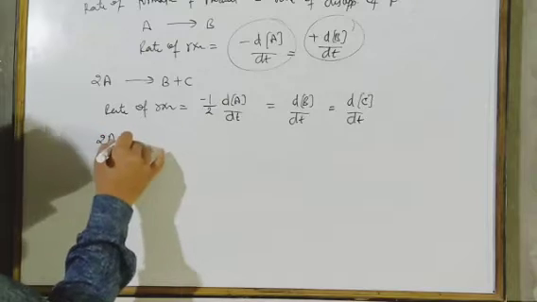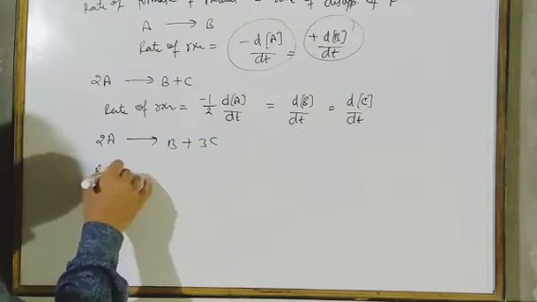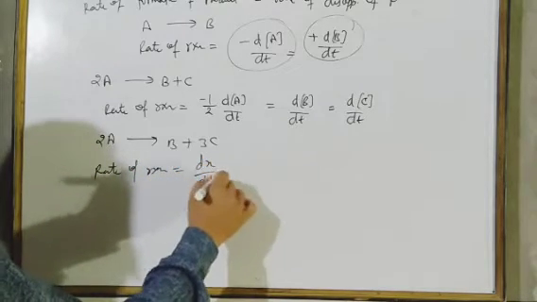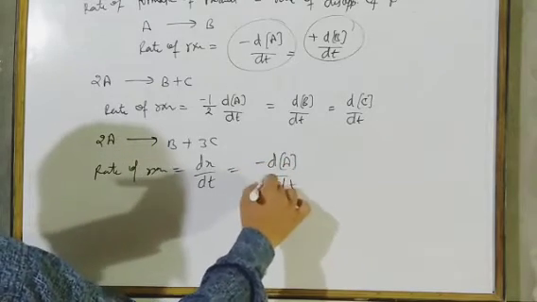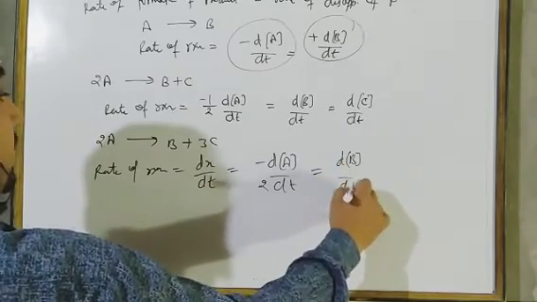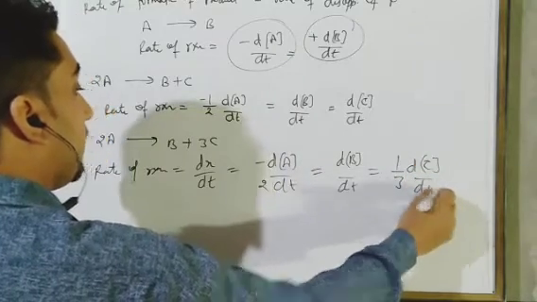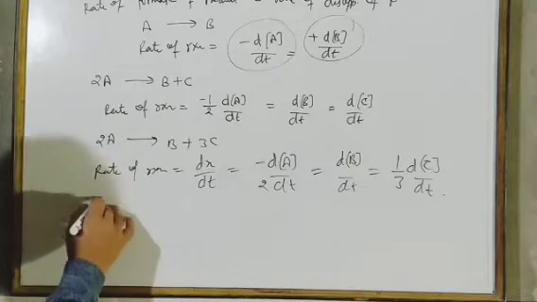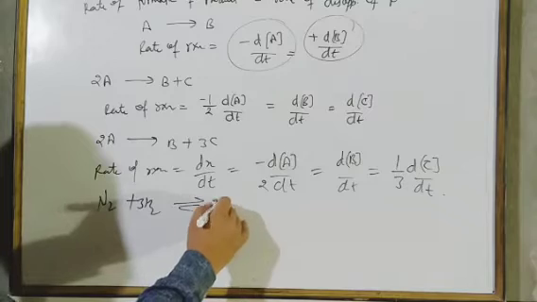Similarly for this reaction, 2A gives B plus 3C. What do we have? We have the rate of reaction, or I can write it as dx over dt, is equal to minus 1 by 2 d[A] over dt, is equal to d[B] over dt, and is equal to 1 by 3 d[C] over dt. Clear?